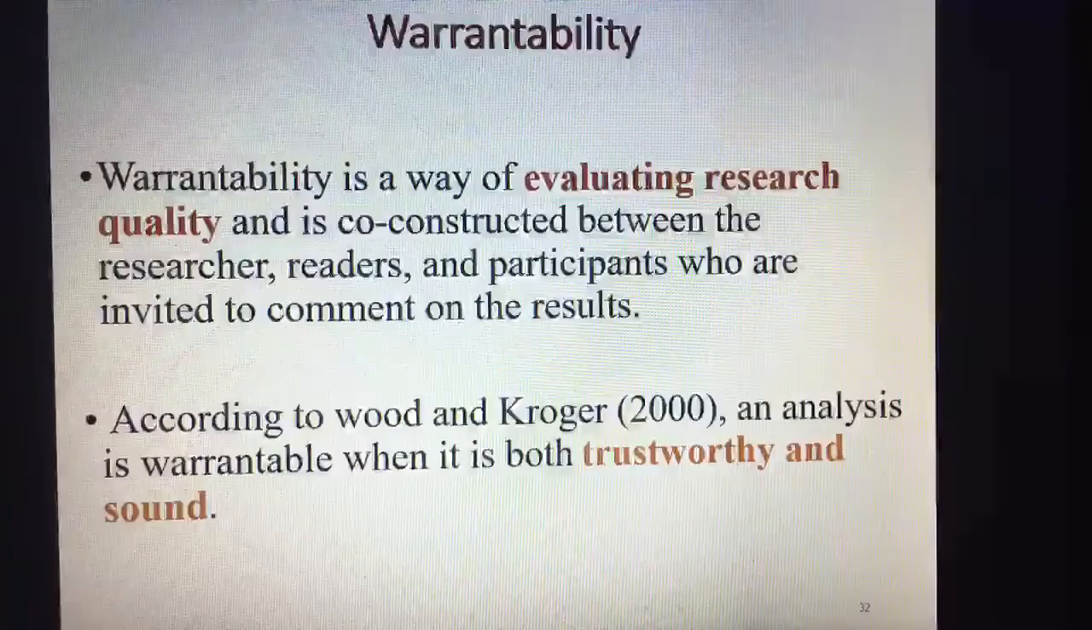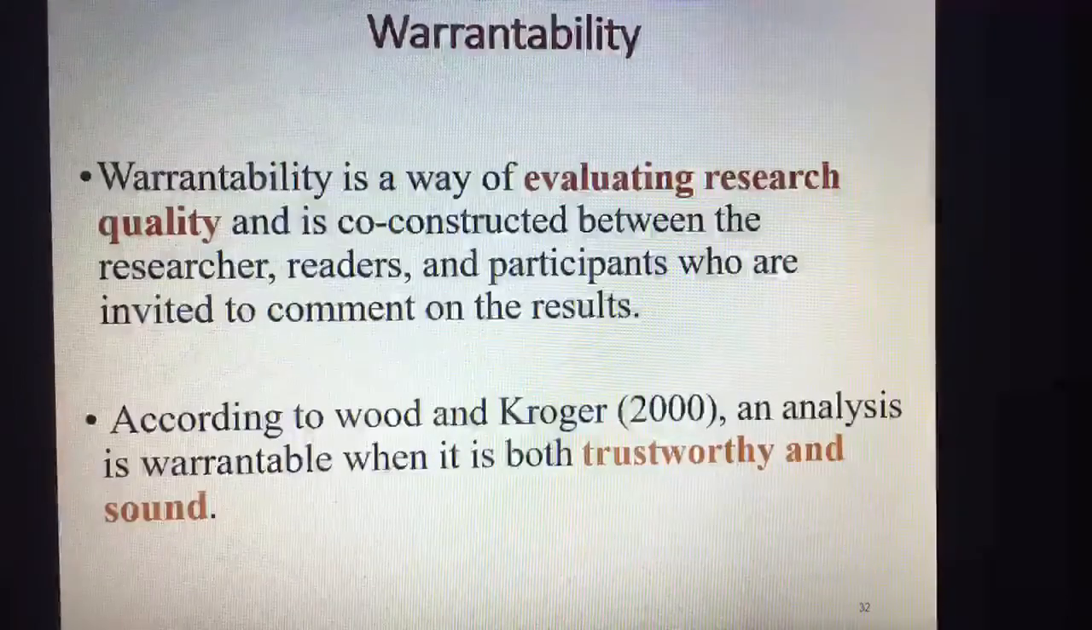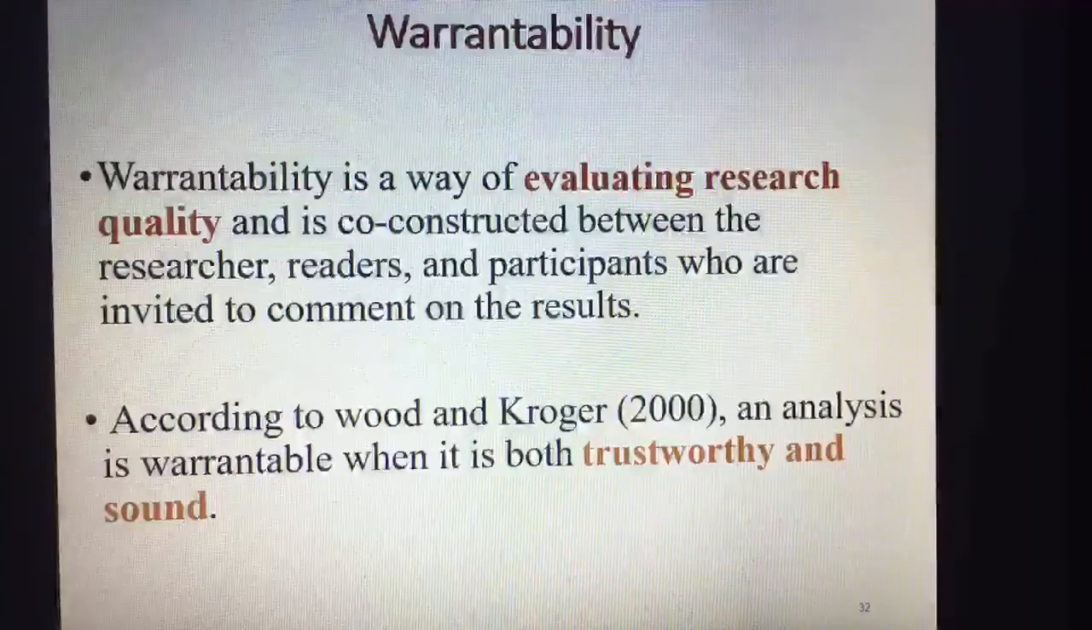Warrantability is a way of evaluating the research quality, and it is co-constructed between the researcher on the one hand, and the readers and the participants, who are also invited to comment on the results. Of course, your analysis will be warrantable when it is trustworthy and sound as well. And that will be concluding my session for today about warrantability, and that it is trustworthy and sound if that is the case with the analysis.